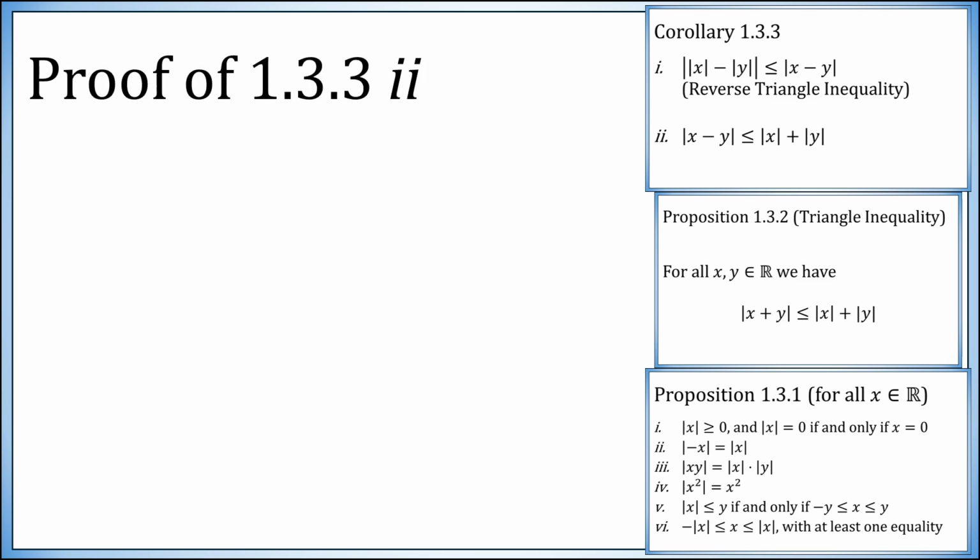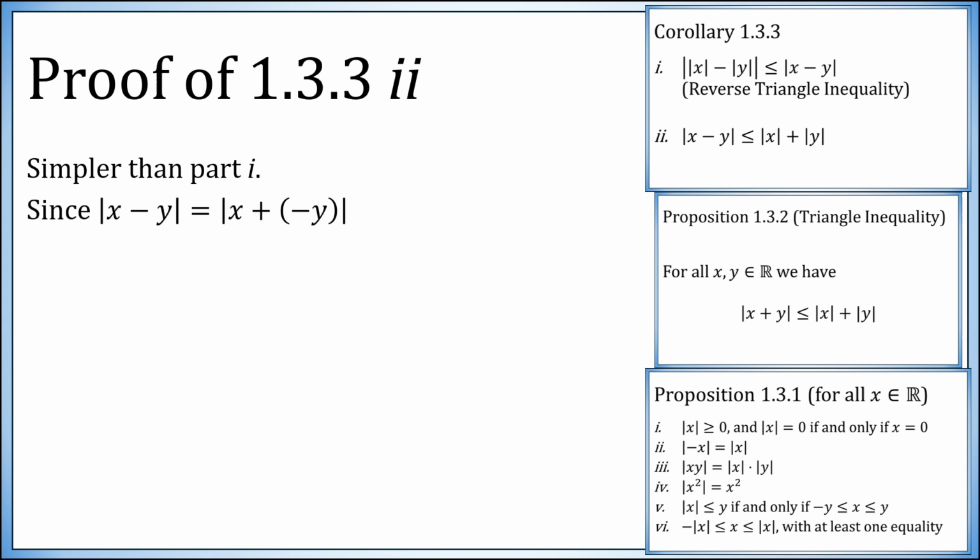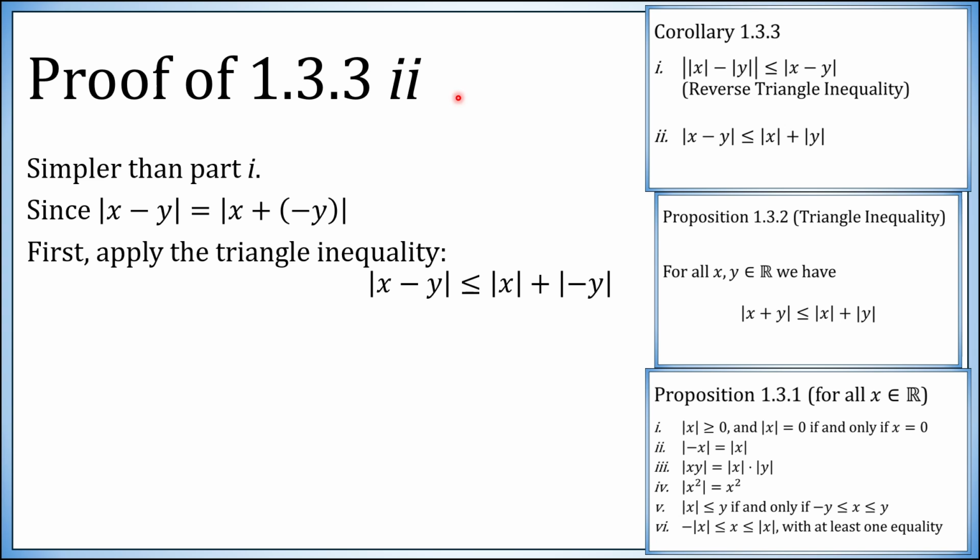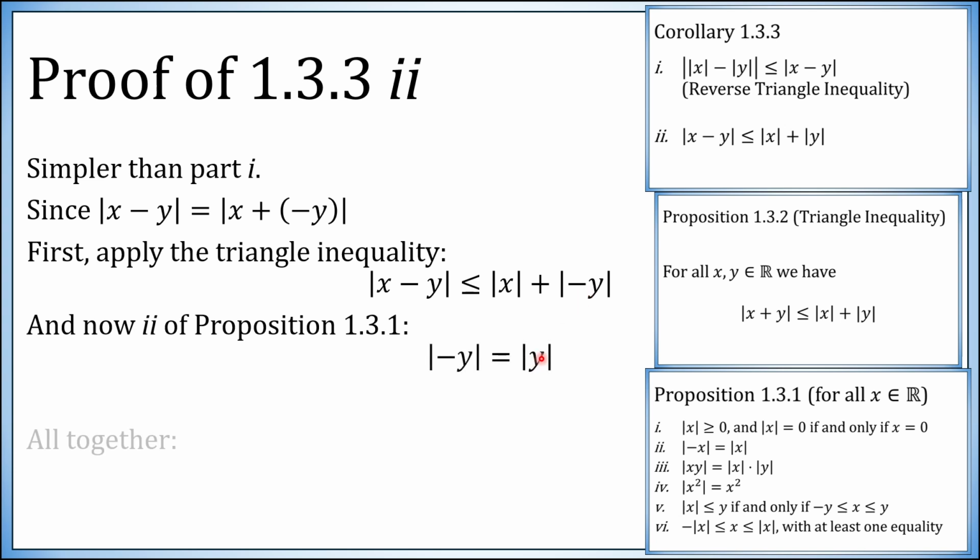to item 2. This is actually very simple. x minus y is simply x plus minus y. So the triangle inequality, we split that up. x minus y is x plus minus y. The absolute value of the first plus the second is less than or equal to the absolute value of the first plus the absolute value of the second. So the absolute value of x plus the absolute value of minus y. And from item 2 here, the absolute value of minus y is just the absolute value of y. So altogether, we end up with this.